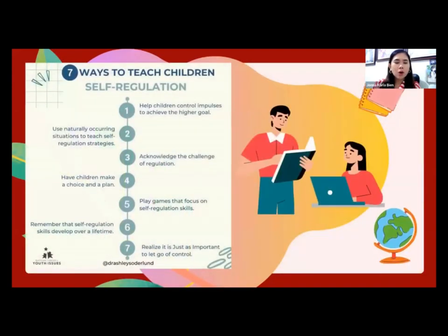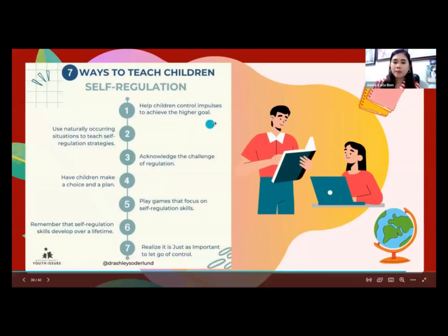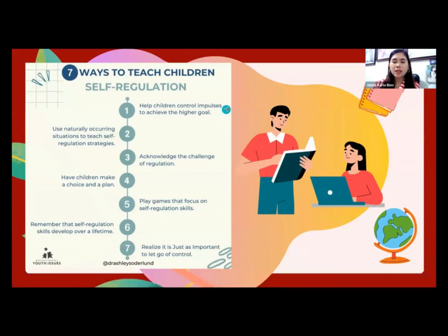Okay, so here are 7 ways to teach children self-regulation. First is we help children control impulses to achieve the higher goal. Take a look. We also include control of emotions. We also include regulation of our emotions, our motivations, and most importantly, our impulses here.